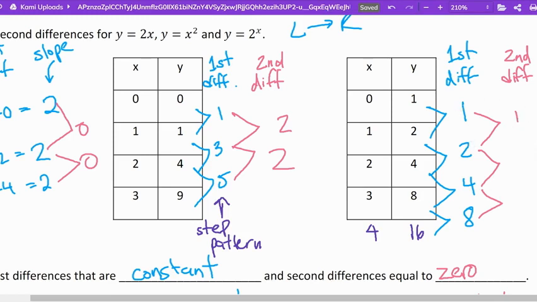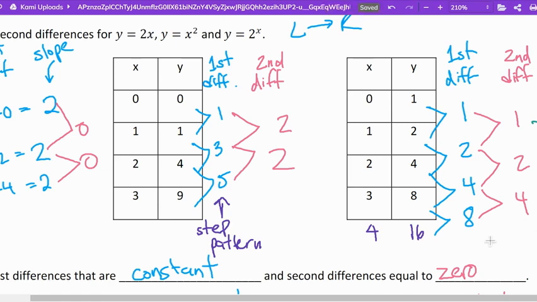Okay, 2 minus 1 is 1. 4 minus 2 is 2. 8 minus 4 is 4. Anyone notice something interesting? Okay. Is it constant? What do we do? Third difference? I mean, let's see. What happens when we do a third difference? Any thoughts? 2 minus 1 is 1. 4 minus 2 is 2.